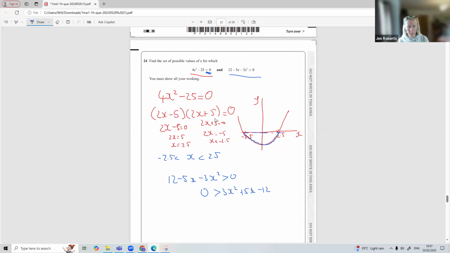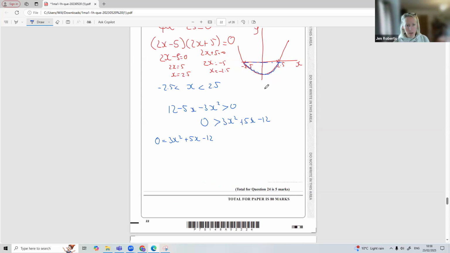So next step, let's put equal to 0 and factorise. Now, there are a few different ways of factorising double brackets when the coefficient of x squared is greater than 1. I'm going to use the splitting down the middle method. 3 times negative 12 is negative 36. You've got the middle term 5. So what two numbers multiply to get negative 36 and add to get 5? I think it's something to do with 9 and 4, because 9 times 4 is 36. It's negative, so one of these is negative. So it's got to be positive 9, negative 4, right?